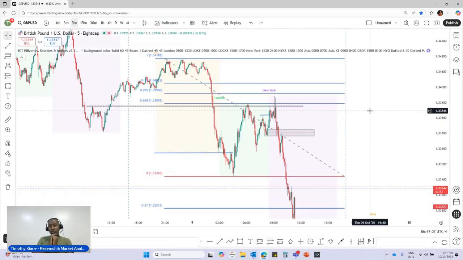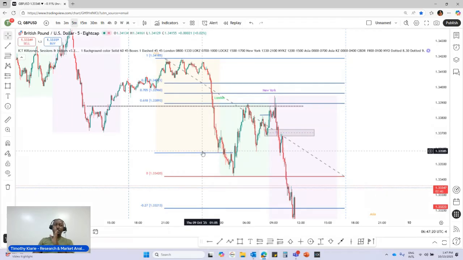So it's also good to avoid chasing moves late in the session, right? Don't try to chase those moves late in the session. You are looking especially at the Asian highs and lows being taken out. We want them to be taken out in the early London session, right? So never chase those moves in the later session.